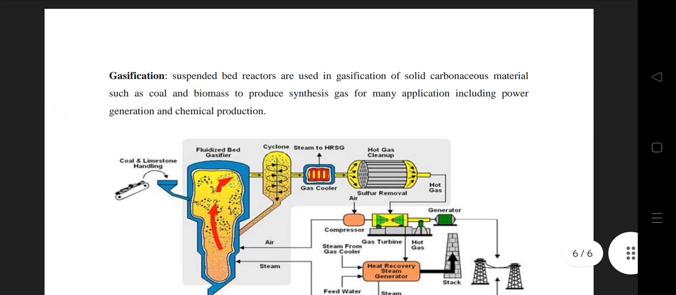The other application is gasification. The suspended bed reactors are also used in the gasification of solid carbonaceous material such as coal and biomass to produce synthesis gas for many applications, including power generation and chemical production.